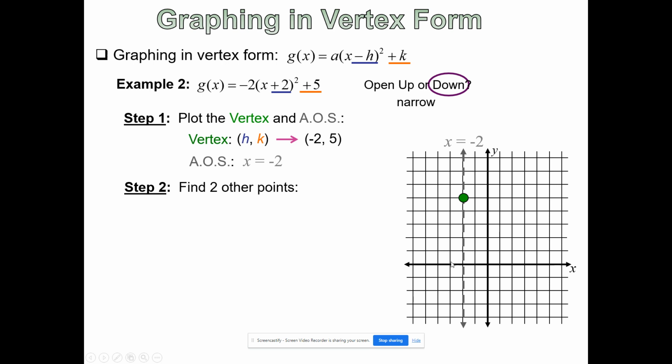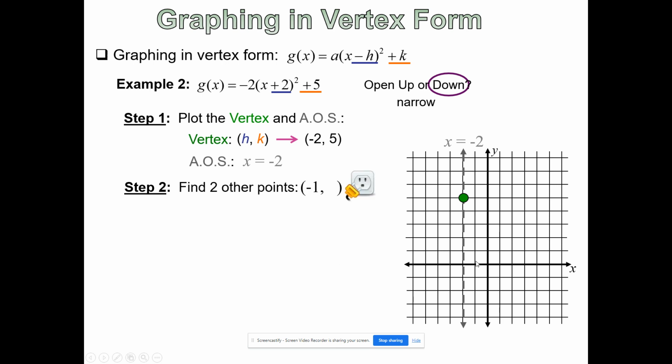I could choose negative 3 and negative 4, but those are bigger numbers. I'm going to get the same numbers, the same output, the same y values for each set. So I can either choose these 2, or I can choose these 2. I'm going to choose these 2.